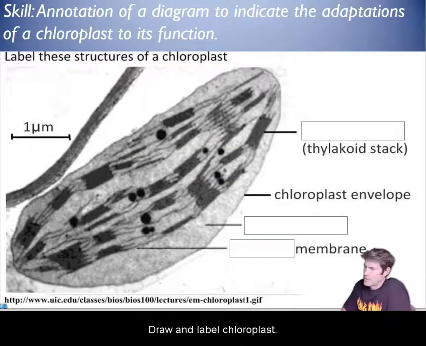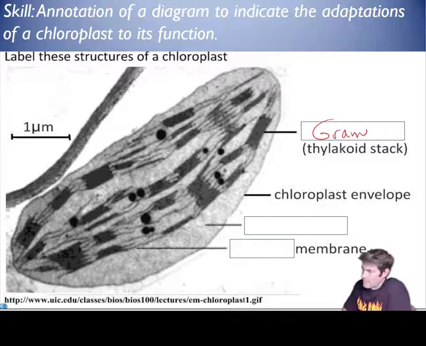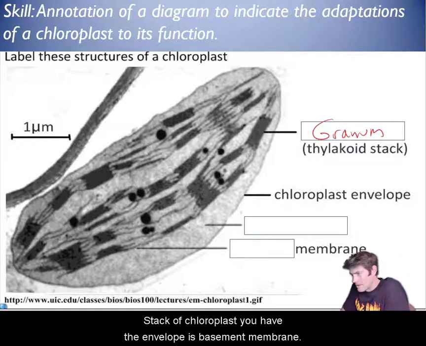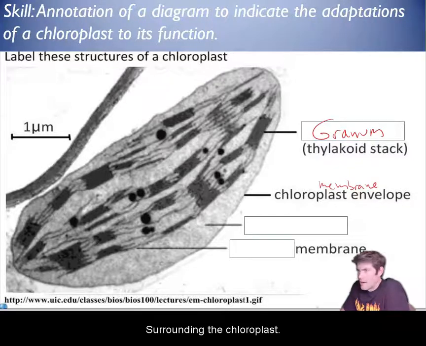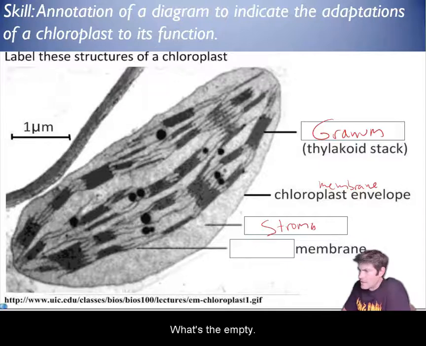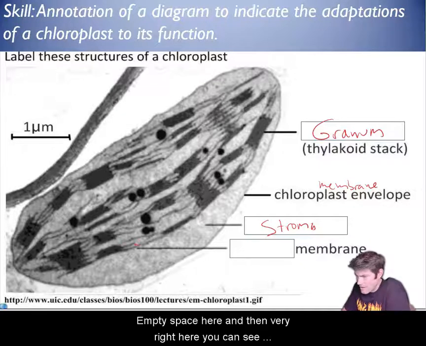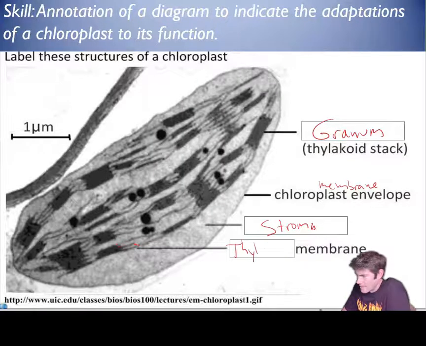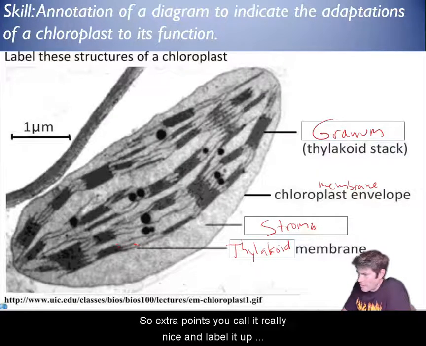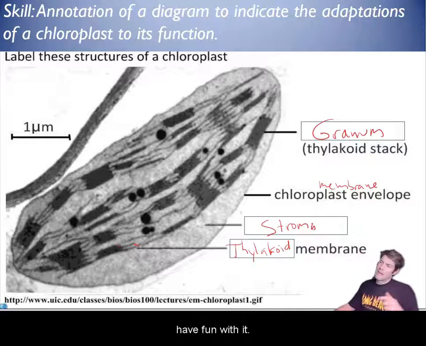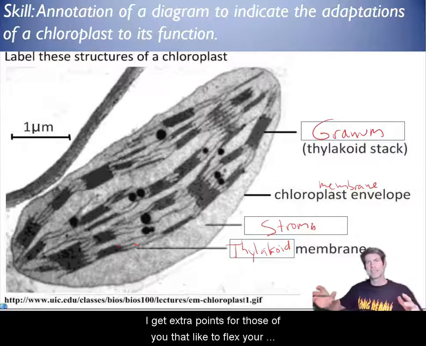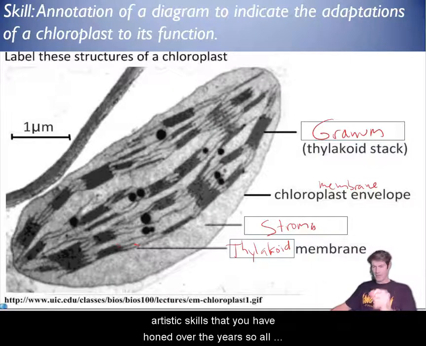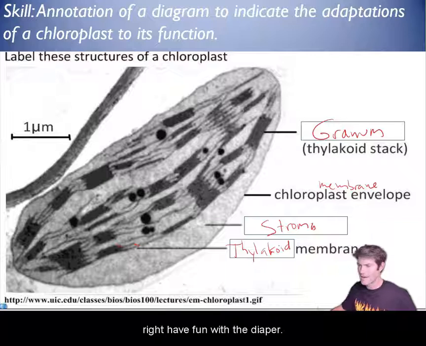Draw and label a chloroplast similar to this. Make sure you have a granum, a stack of thylakoids. You have the envelope, which is basically the membrane surrounding the chloroplast. You see this is the stroma, just the empty space here, and then right here you can see the thylakoid membrane. So extra points if you color it really nice and label it up. Have fun with it. I give extra points for those of you that like to flex your artistic skills that you have honed over the years. So all right, have fun with the diagram.